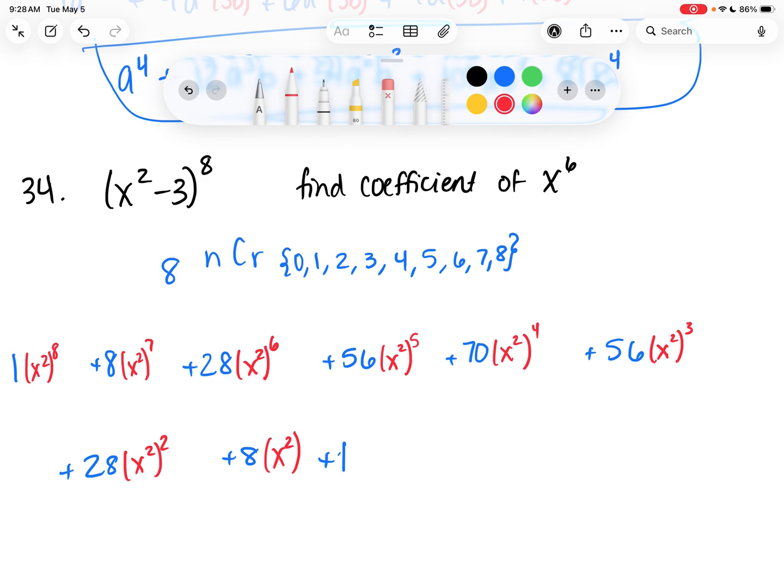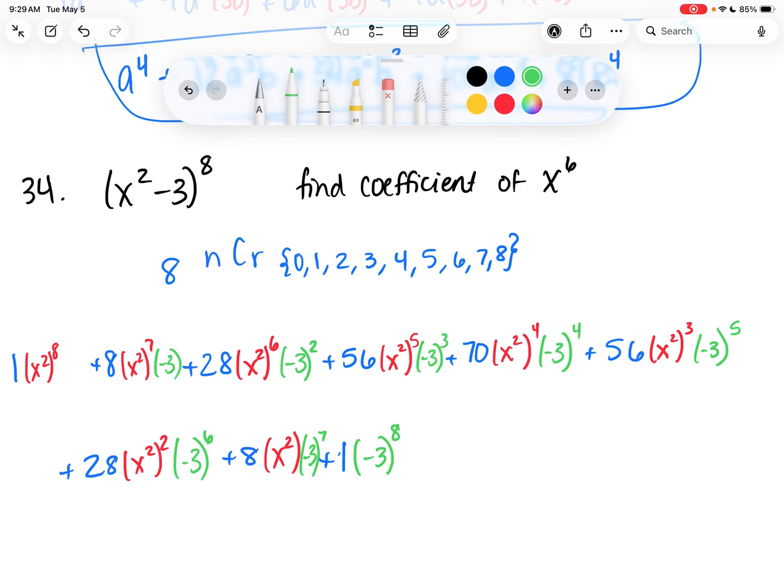And then, use a different color. And then I have, notice it's a -3 because it's x squared minus 3, so -3 right here would be to the 0, so I've got -3 to the 1, -3 squared, -3 cubed, -3 to the 4th, -3 to the 5th, -3 to the 6th, -3 to the 7th, and -3 to the 8th. And so I need to simplify this.